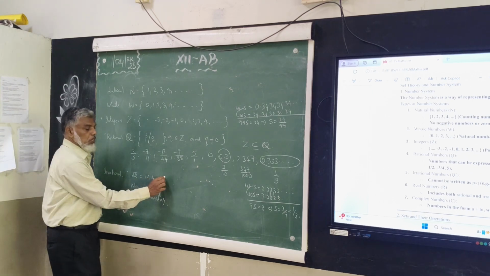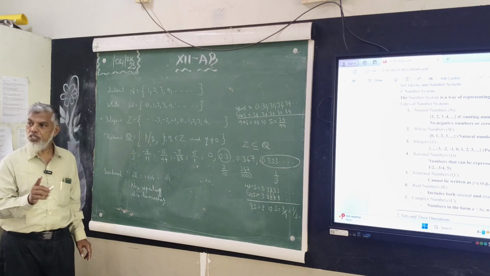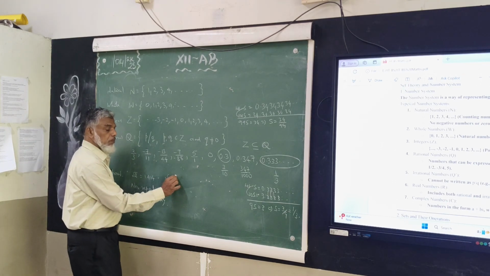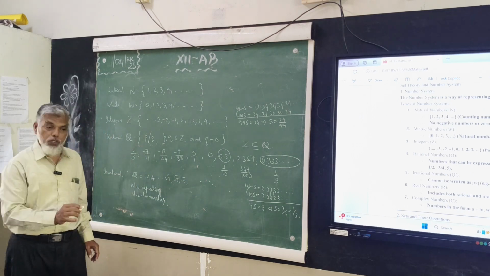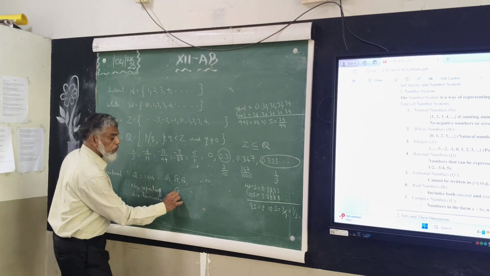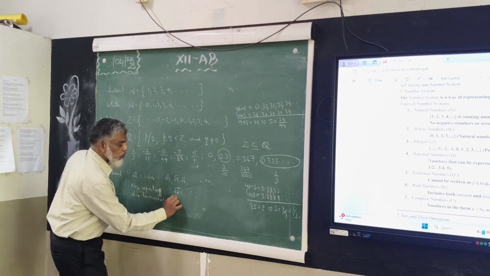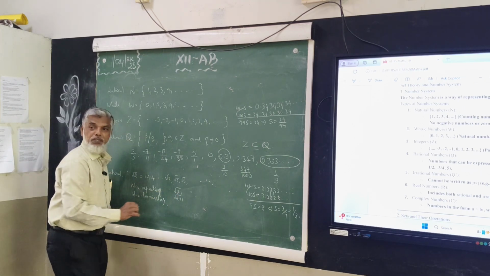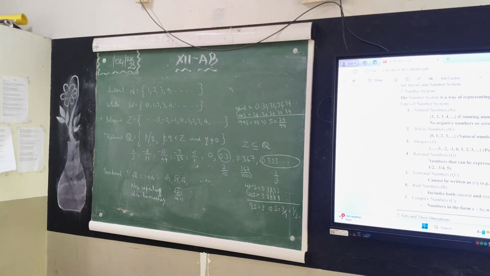Square root of 3. Square root of 3 is approximately 1.732, and square root of 5, square root of 6, etc. What about square root of 2.1? What is square root of 2.11? All are irrational numbers. We cannot write them in the form of p by q. That number is called an irrational number.